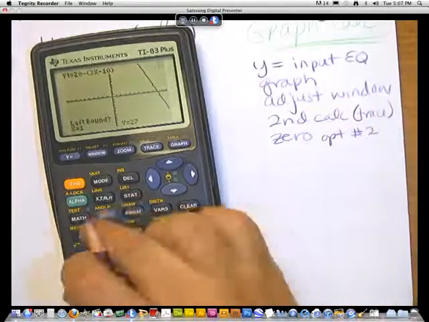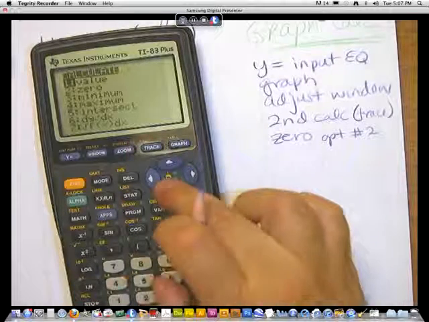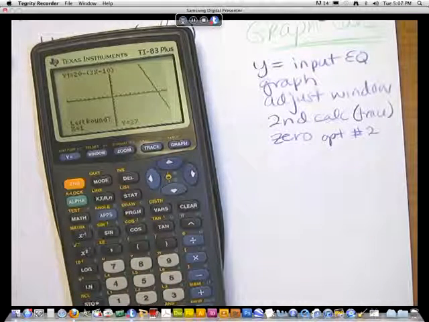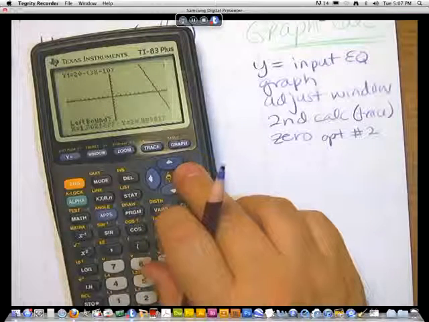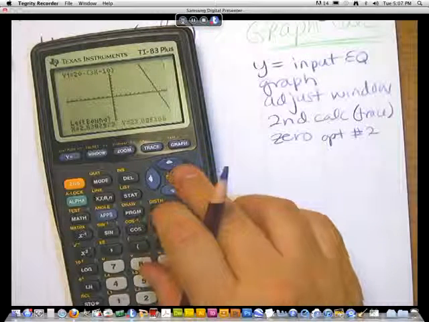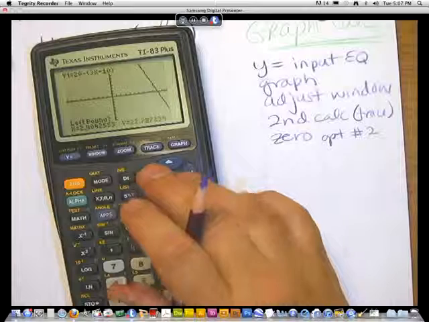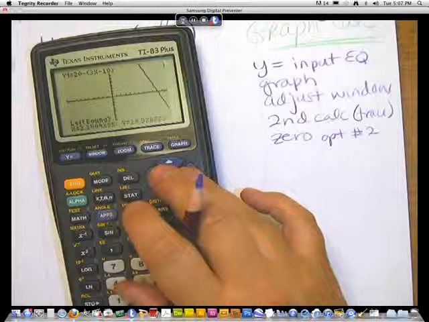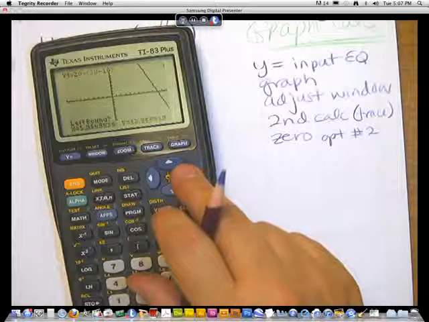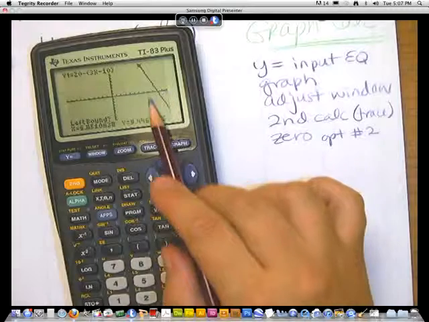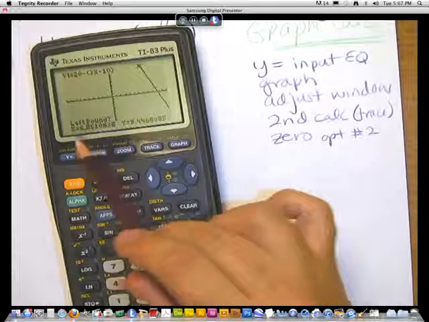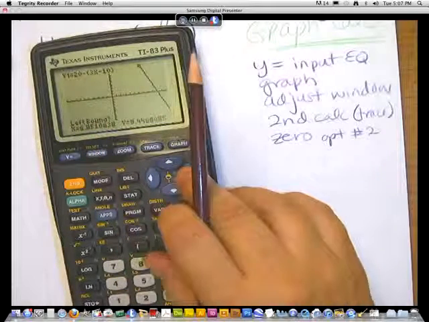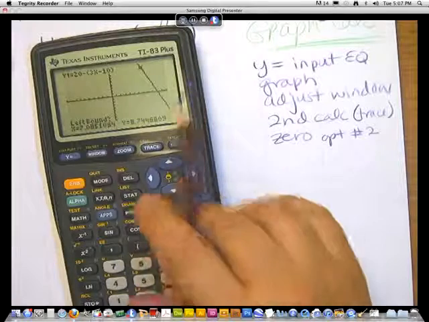Option number 2. And then the calculator is going to ask us some questions. We have this little flashing spider somewhere, and if you don't see it, you need to move to where you can. I'm just moving my mouse right and left. I know I'm over here in x value of 10, so that's what I'm looking at. Okay, there's my flashing spider.